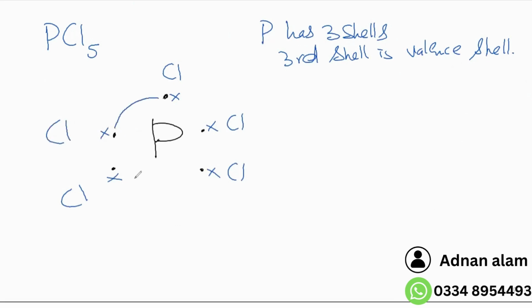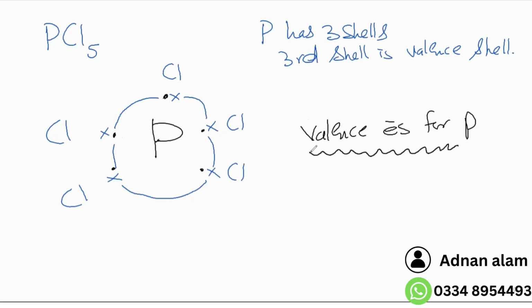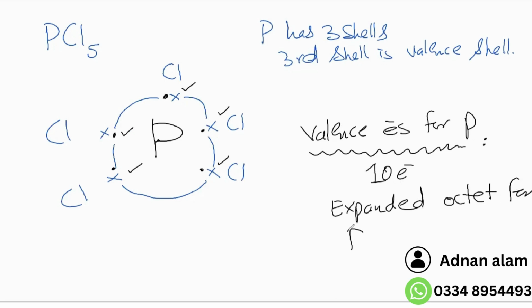Now focus on this phosphorus. How many valence electrons does phosphorus have now after bonding? How many are there? 10. 2, 4, 6, 8 and 10. Now these are 10 electrons. This is more than 8, so we will say it is an expanded octet. Expanded octet for phosphorus, right? Phosphorus is following the expanded octet rule.